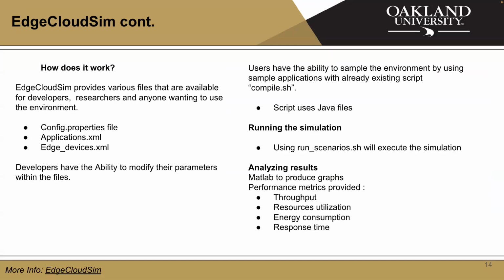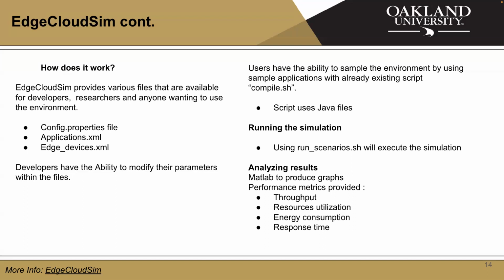So how does Edge Cloud Sim work? It provides various files that are readily available for developers, researchers, or anyone who wants to use the environment. And these files are the config.properties file, which manages the simulation settings, so the user can go in and manipulate the settings how they like for their own preference. Application.xml stores the application properties. The edge_devices.xml defines the various edge devices. Cloud Sim will read the parameters that are provided within these files to streamline the simulation process.